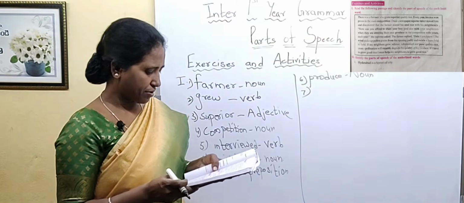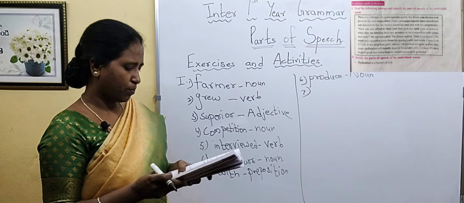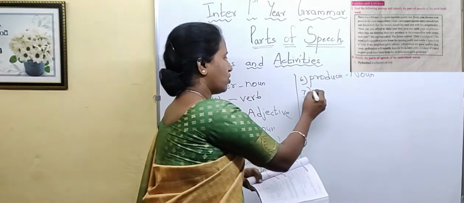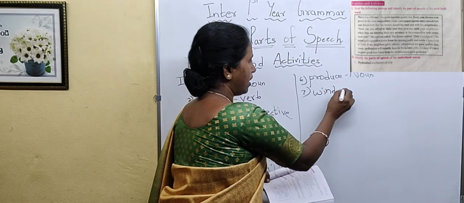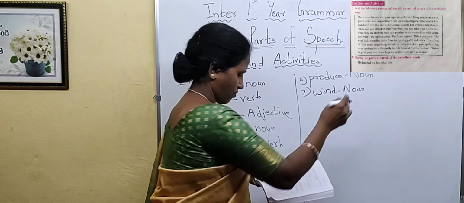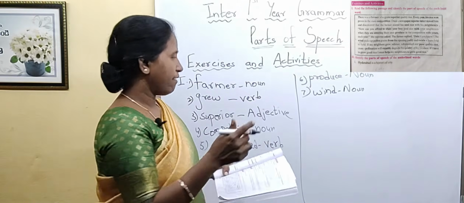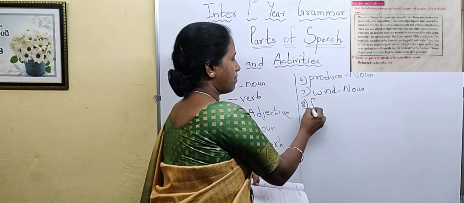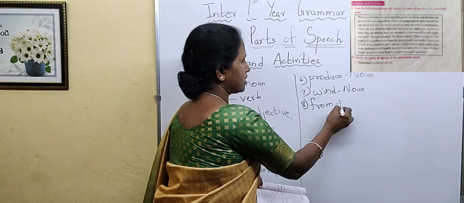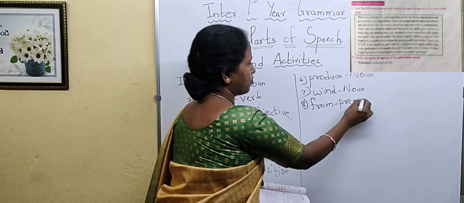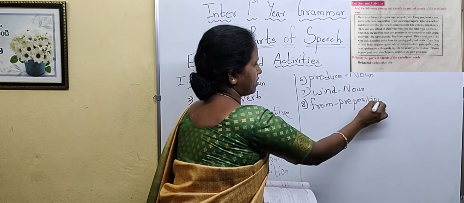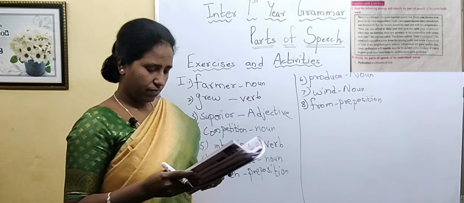Okay, and then in the competition with yours each year, the reporter asked, the farmer replied, didn't you know? The wind picks up pollen grains. Wind. What is wind here? Wind is the noun. Wind picks up the pollen grains from. From is the preposition. It is telling the direction, from which position. Okay, from is the preposition.